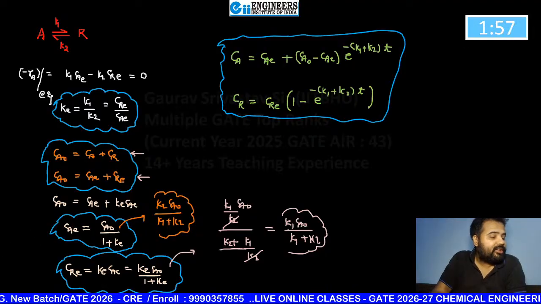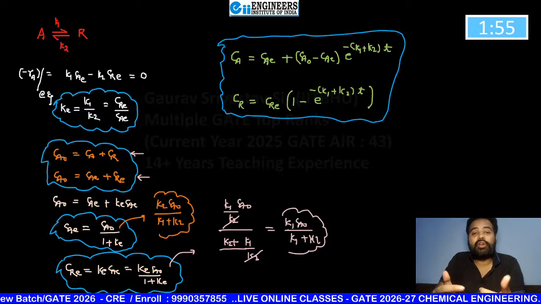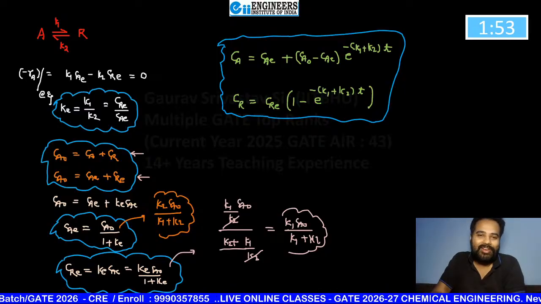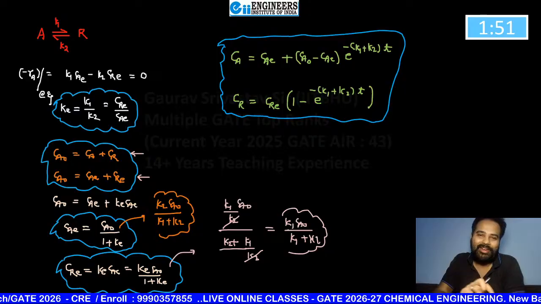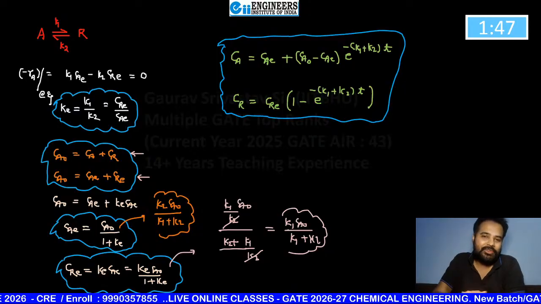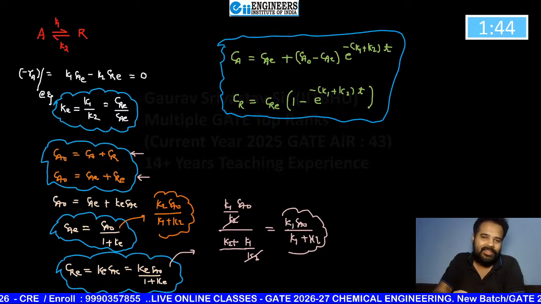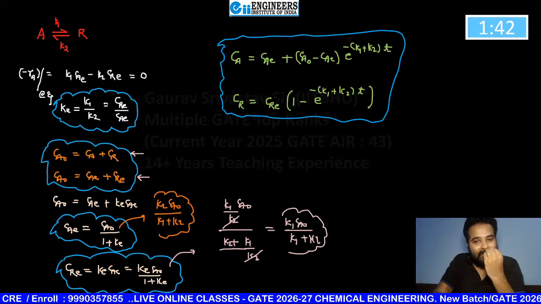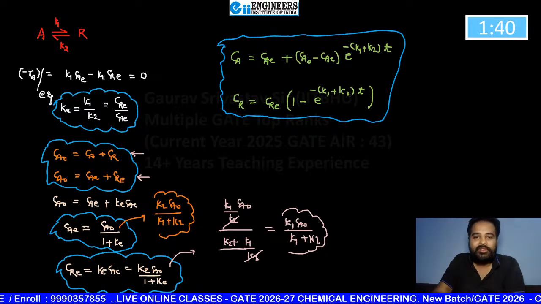Just try it, because if I am going to solve every equation, then you will not learn anything. You will just copy. So this time please use your mind and obtain this second expression. Very, very easy. CR is equals to CRE into 1 minus e raised to power minus k1 plus k2 t.